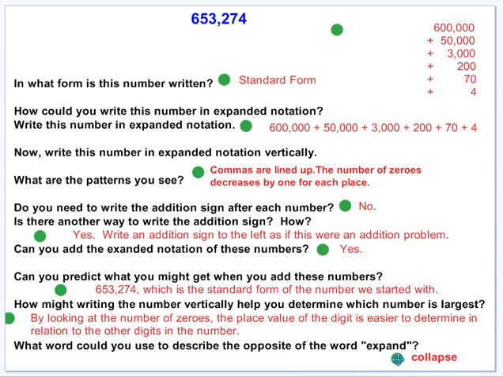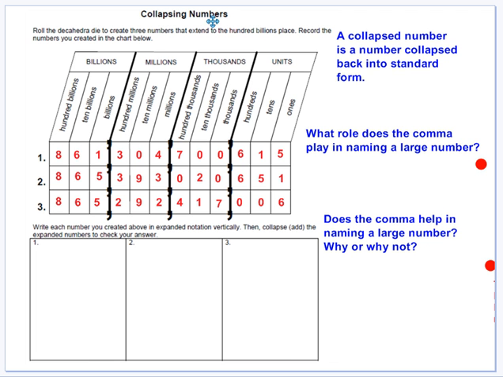I would use collapse. Remember, we either expand it or we collapse it, kind of like an accordion. Okay. So we're going to do a little bit of practice with expanding and collapsing our numbers. We're not going to roll a die to make our numbers. I just went and kind of made some myself.